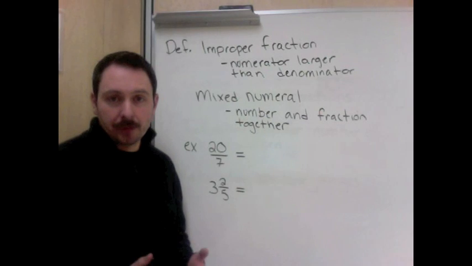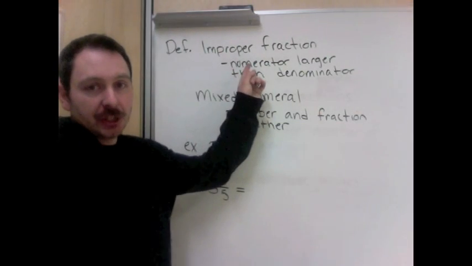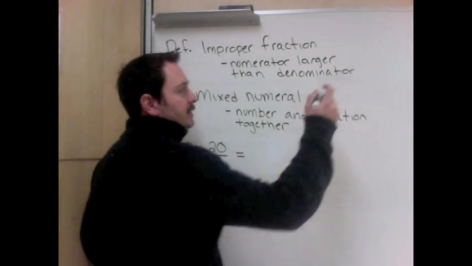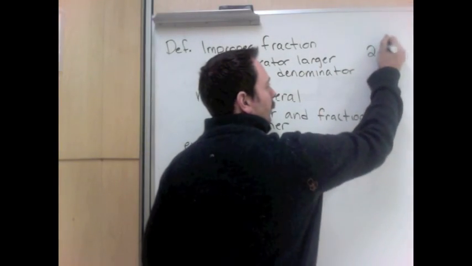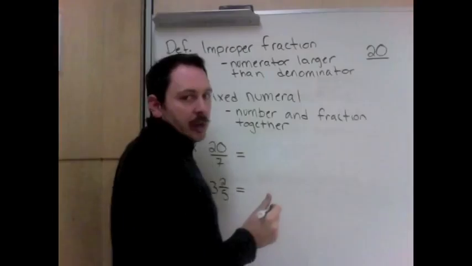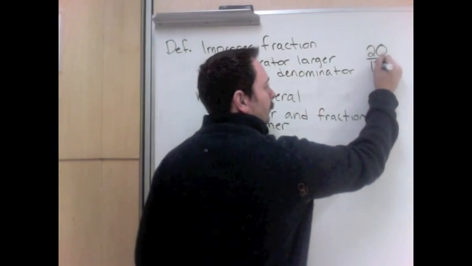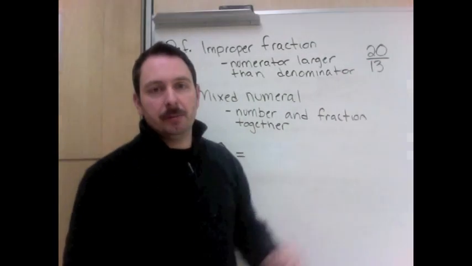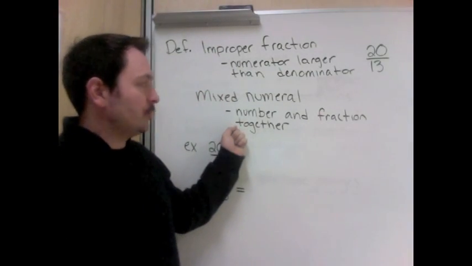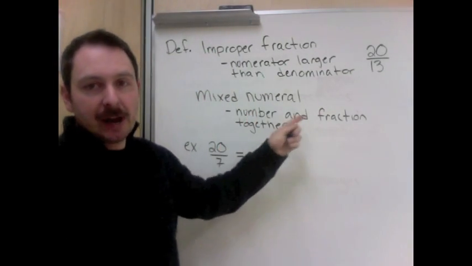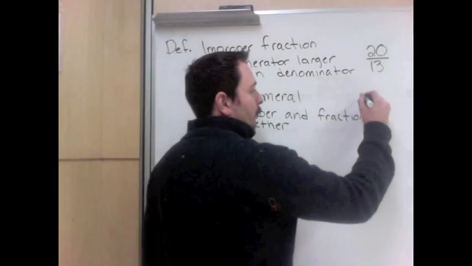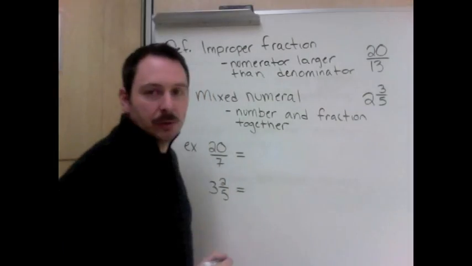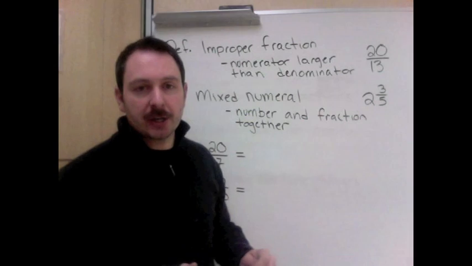So first we need to know what those are. An improper fraction is when the numerator is larger than the denominator. And the numerator is the top of a fraction, and the denominator is the bottom. So we call it improper when the top is bigger than the bottom. And a mixed numeral is a number and a fraction put together. So a mixed numeral might be 2 and 3/5. We have a number mixed with a fraction.